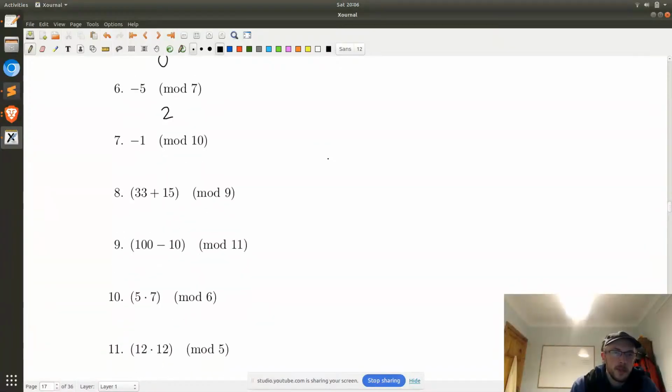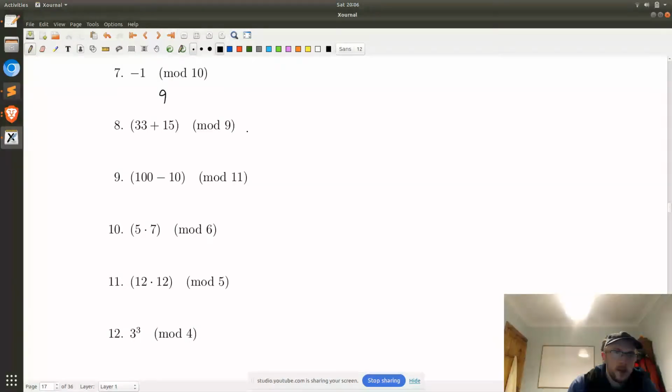Okay. And for this, I think the answer is 9. And now I must compute 33 and 15. 33 add 15, which is 48. And 48 divided by 9 is 5 remainder 3. So I will say 3.